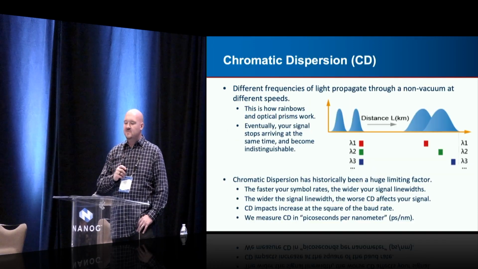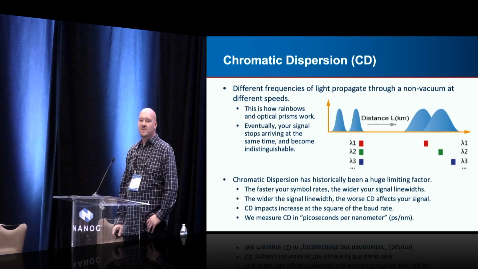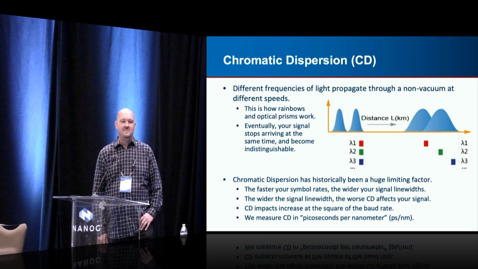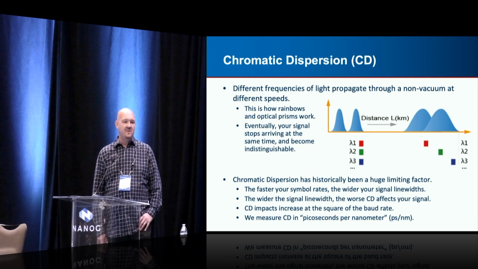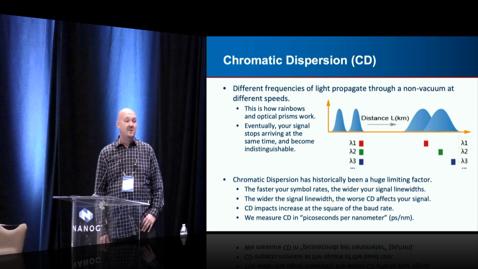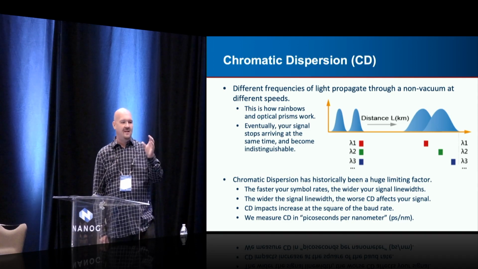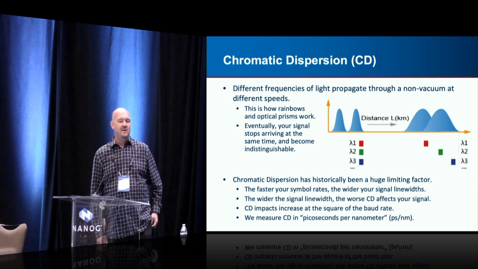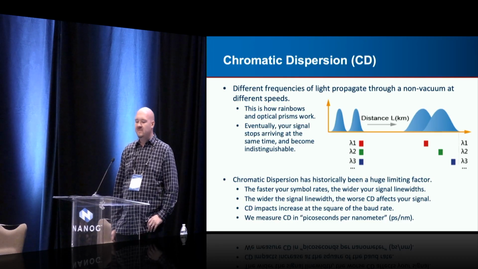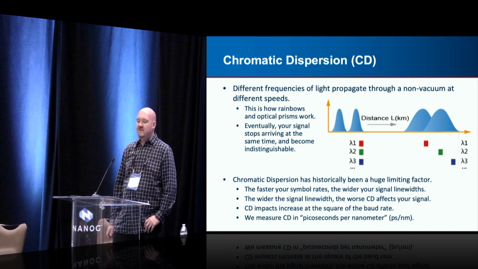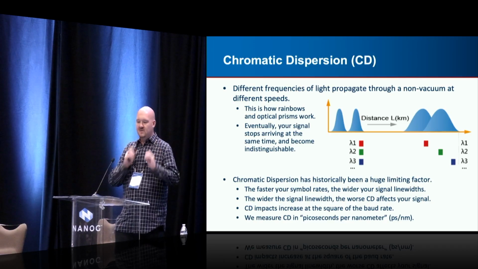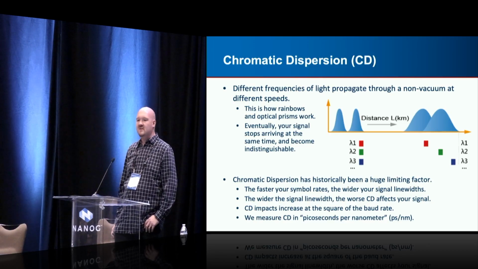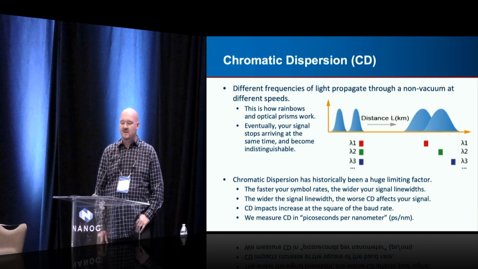Chromatic dispersion is what happens when different frequencies of light propagate at different speeds through a non-vacuum. This is actually the reason prisms work. This is the reason rainbows work. You're seeing the light spread out because they're propagating at different speeds depending on the frequency. And eventually, after some amount of distance, what was two clear pulses of ones and zeros now becomes indistinguishable because it's spread out.